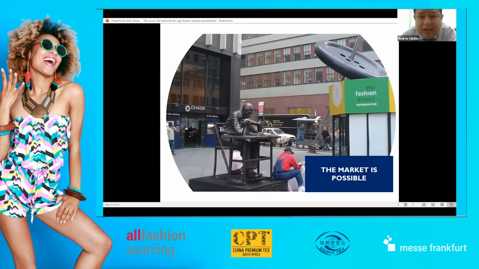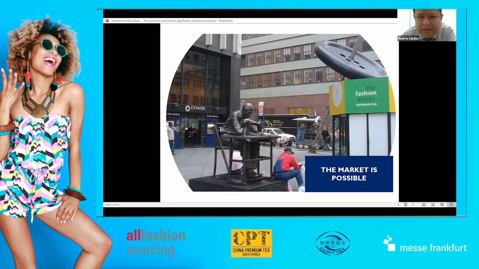When I mentioned the 80 buildings in Manhattan, this is a picture of it. This is in the center. As you can see, there's a statue of a sewer from 1945, a Jewish sewer. But what you can see is a needle and a button, a giant. It's a statue of the industry. But I want you to focus on that little building that says Fashion District Information.